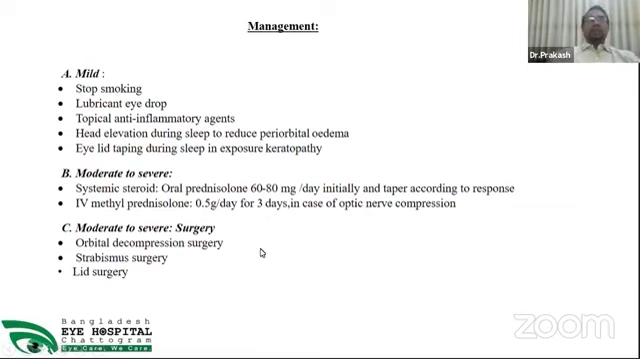That means you have to fracture the floor of the orbit or the medial wall of the orbit so that some orbital contents can be accommodated. And in case there is strabismus, we need to do strabismus surgery. That is, strabismus is squint surgery, and lid surgery. So these are the things demanded when there is moderate to severe disease.